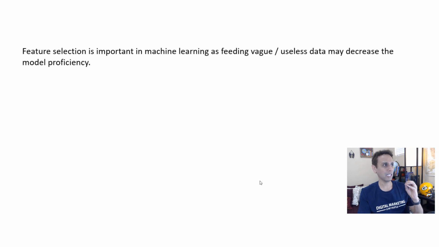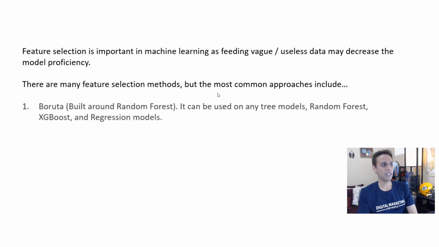Now, there are many ways of doing this feature selection, and as I just mentioned, it's very important. It's not just about speed, because when you feed in vague and useless data, it may decrease your model's proficiency. There are many feature selection methods, and this video is about Boruta. It's actually built around random forest, and intrinsically it gives you the feature ranking.